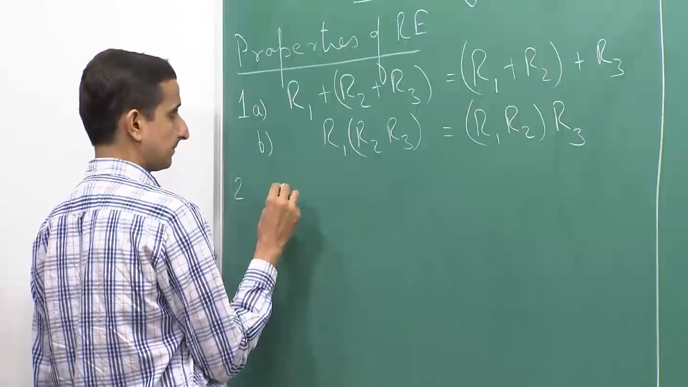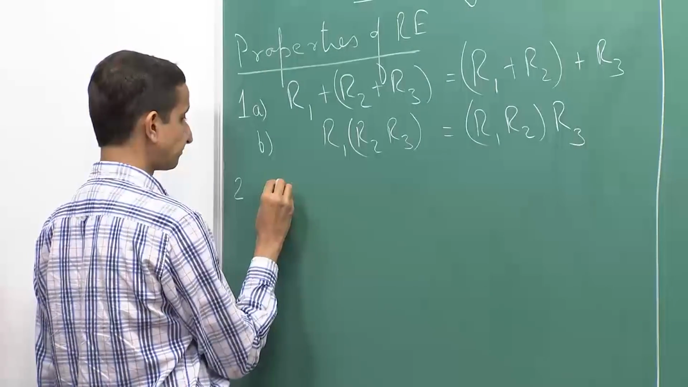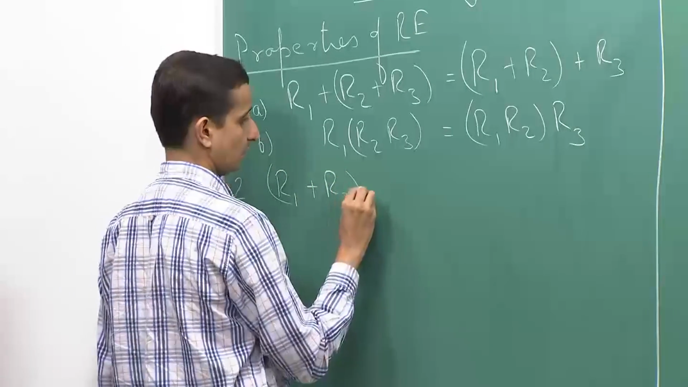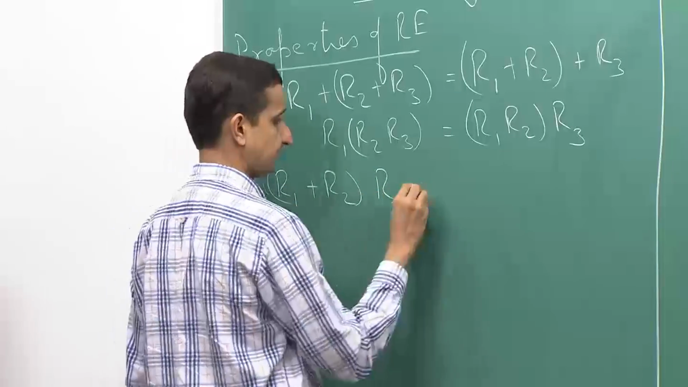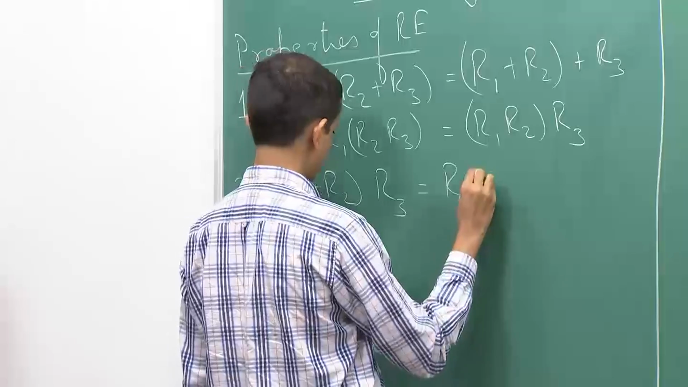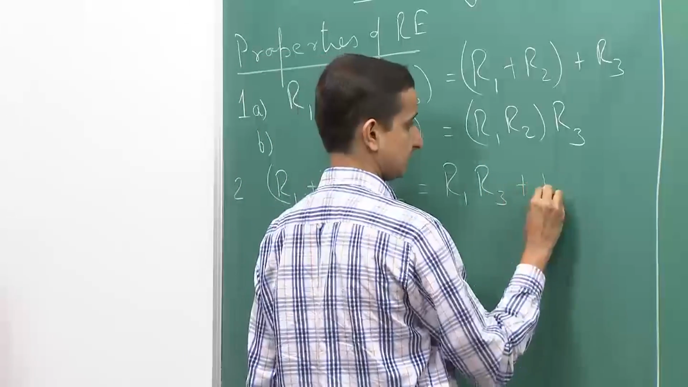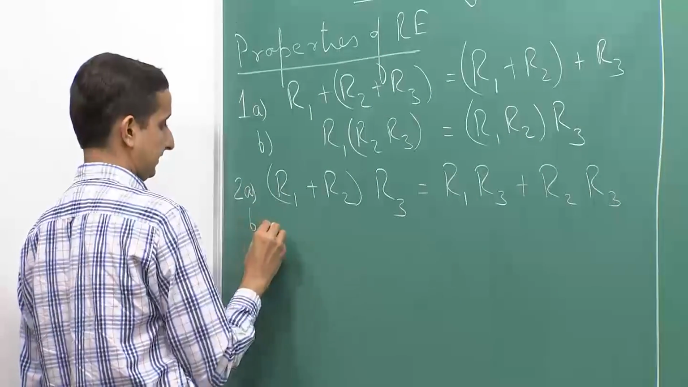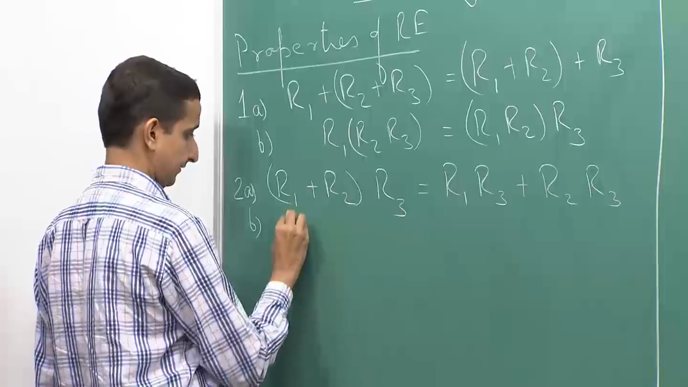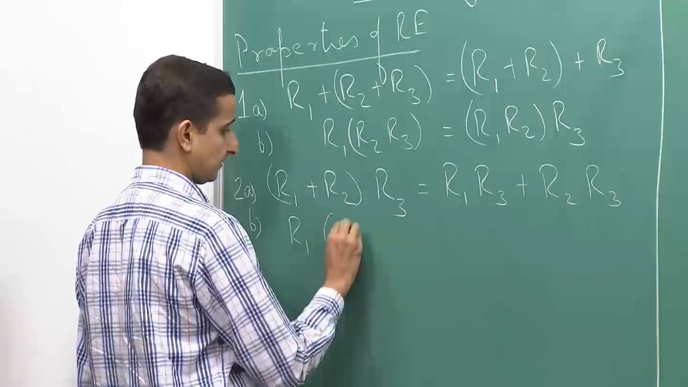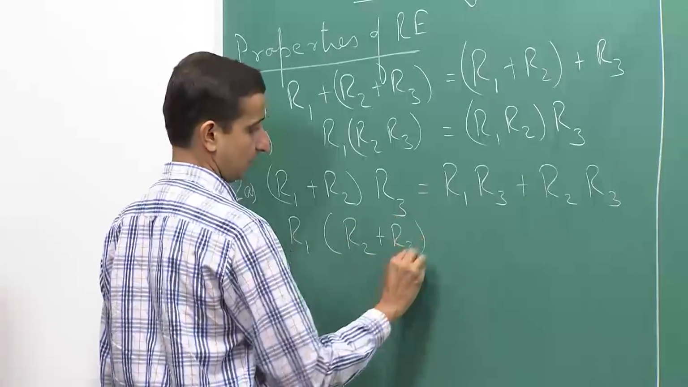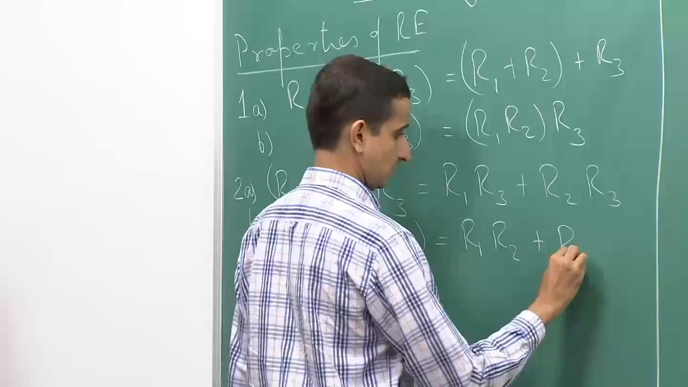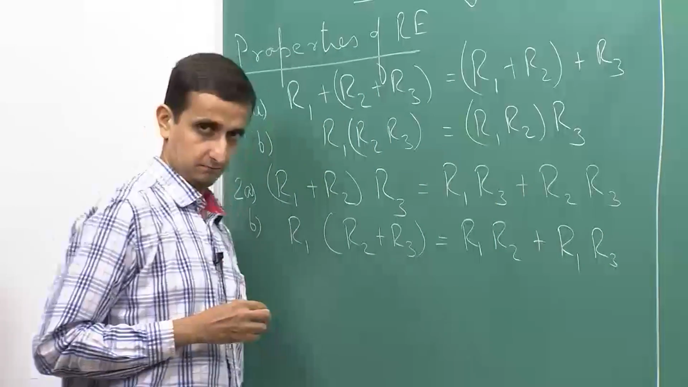The second is the distributive law, that is (R1 plus R2) concatenated with R3 gives R1 R3 plus R2 R3, and similarly from the other side, if we have R1 concatenated with (R2 plus R3), that gives us R1 R2 plus R1 R3.